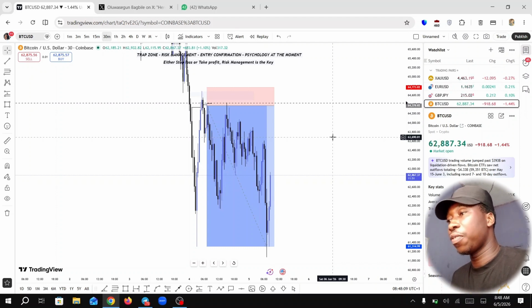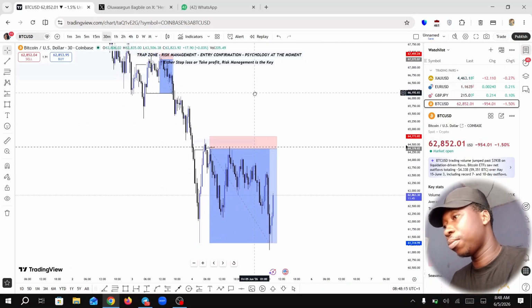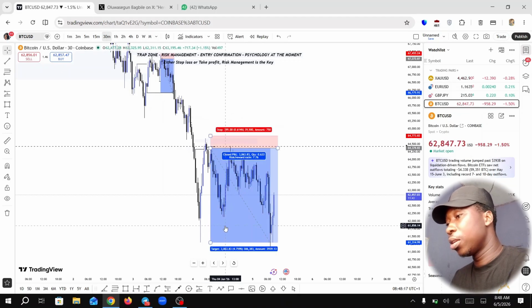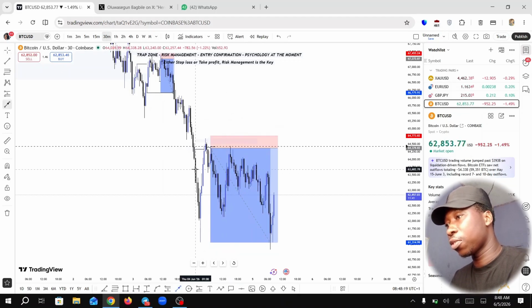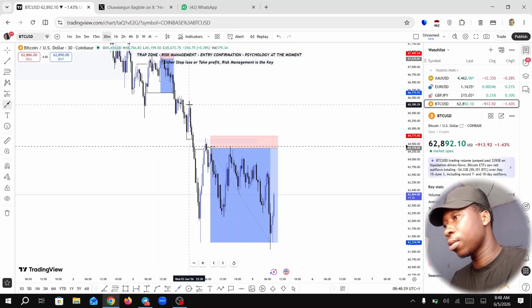So yeah. So now first thing first, let us look at what we are seeing here. As you can see right here, this is a clear break of structure here. This is on the 30-minute time frame. And as you can see, this is a swing point, which makes this point an inducement.